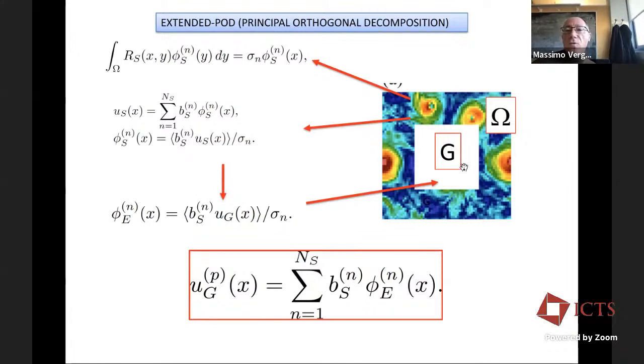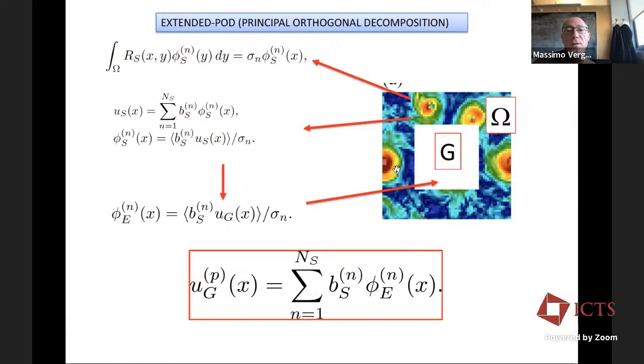Now the problem is how to have the eigenfunctions also in the gap. And here is the idea of the extended POD. You extend the eigenfunctions that you have into the gap in this way, using the training data.